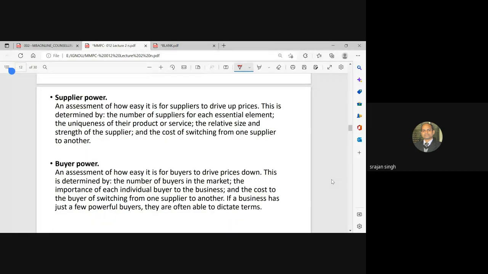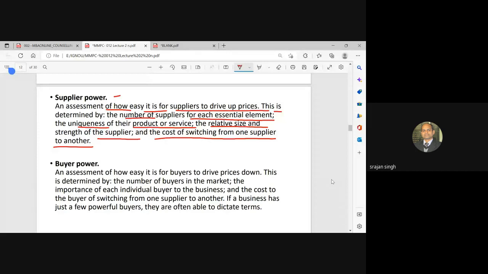So first is supplier power, the bargaining power of suppliers. An assessment of how easy it is for a supplier to drive up prices. This is determined by the number of suppliers for each essential element, the uniqueness of their product or services, the relative size and strength of the supplier, and the cost of switching from one supplier to another.